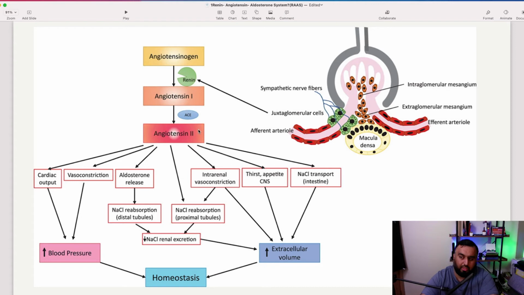Now we have angiotensin 2. Angiotensin 2 is a very strong hormone, and it acts directly on blood vessels to increase blood pressure. It also has another important function of stimulating the release of aldosterone.